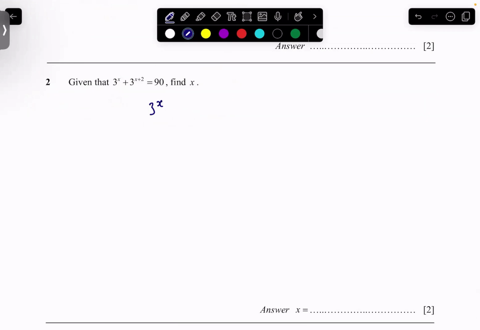Firstly, 3 to the power of x plus 3 to the power of x plus 2. Splitting up this plus 2, it becomes times 3 to the power of 2. This is because of the indices law: a to the m times a to the n equals a to the m plus n. Now I'm using it in reverse: a to the m plus n equals a to the m times a to the n. You see how I split it up?